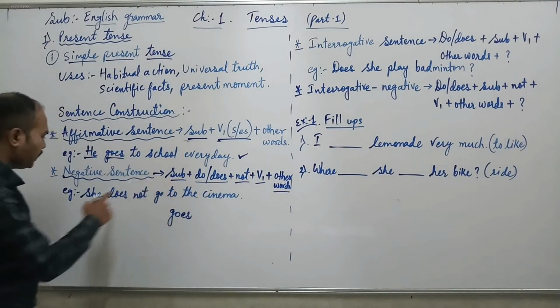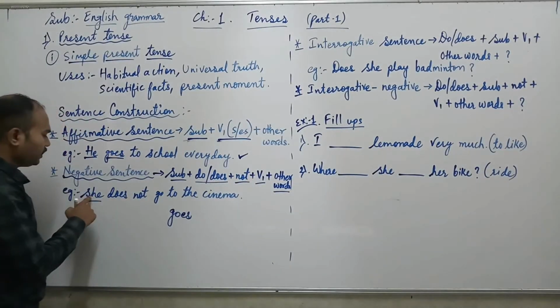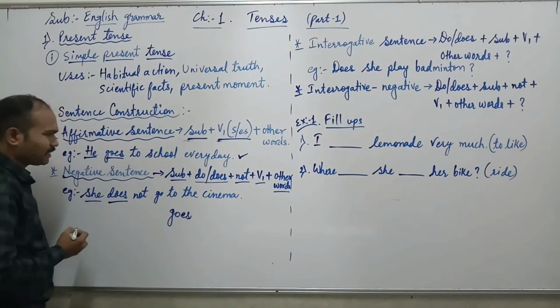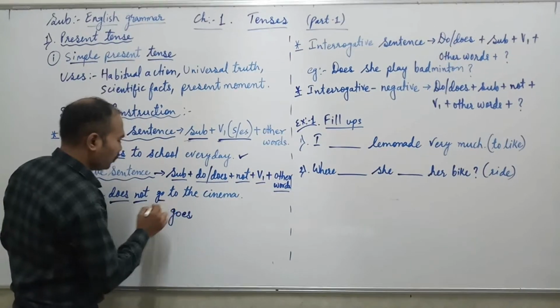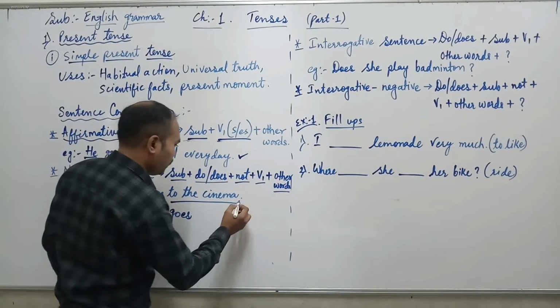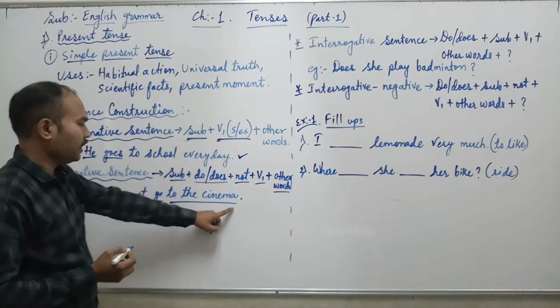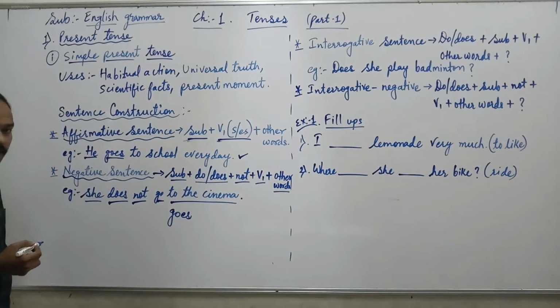First comes the subject. Subject is she. Then do, does, not. She is a third person singular subject, so we use does. And then not. Then V1 form. Go is the V1 form. And then other words: to the cinema. Okay. Full stop. So, she does not go to the cinema is an example of a negative sentence in simple present tense.